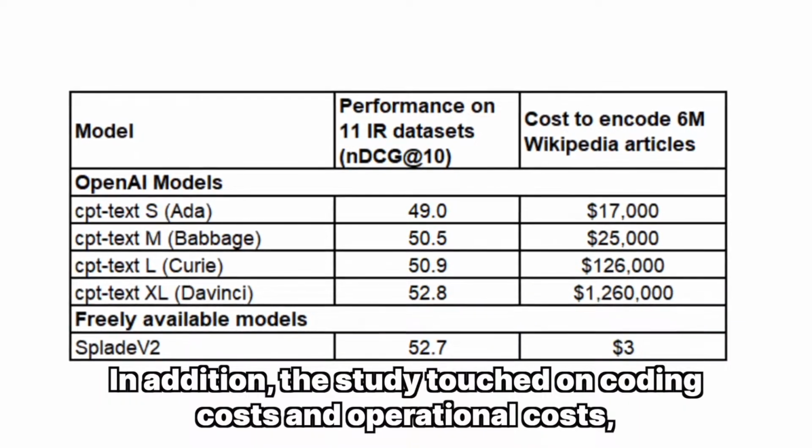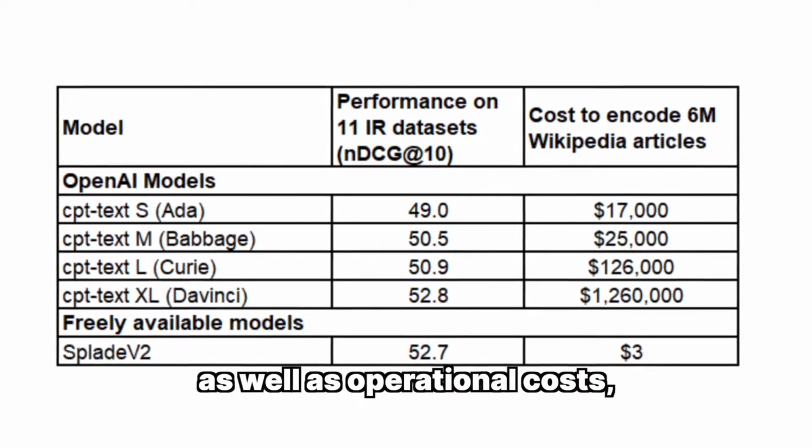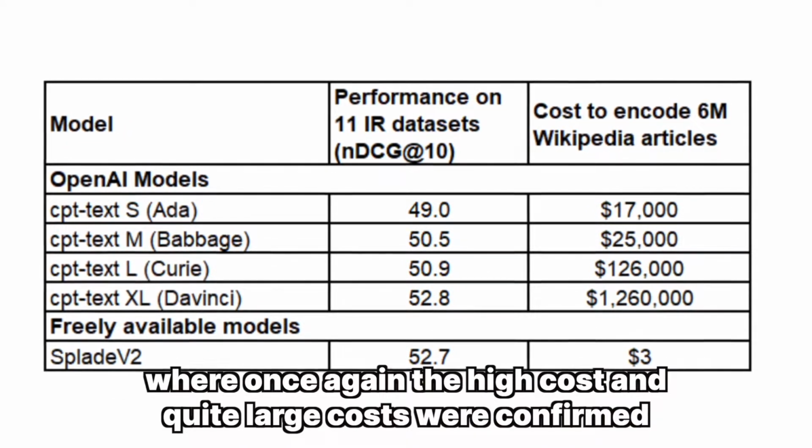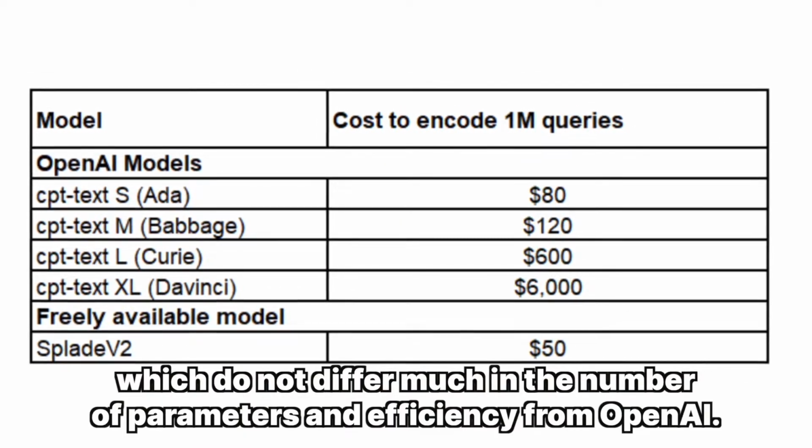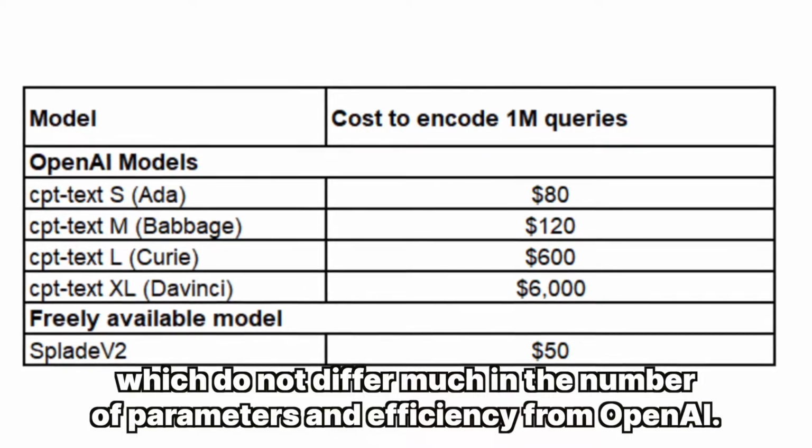In addition, the study touched on encoding costs as well as operational costs, where once again the high costs were confirmed in comparison with other models, which don't differ in the number of parameters or the efficiency from OpenAI.